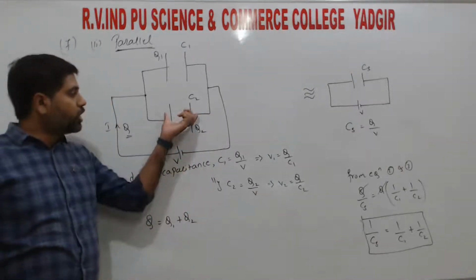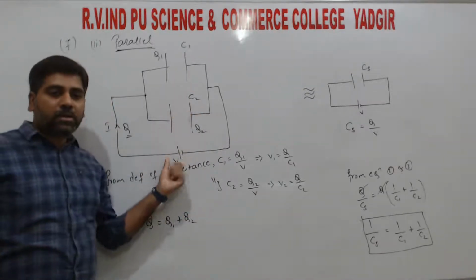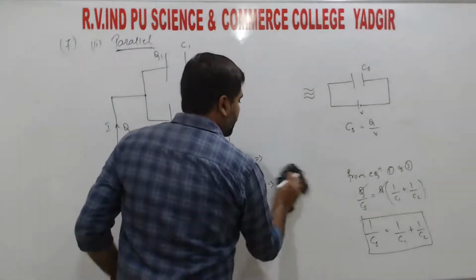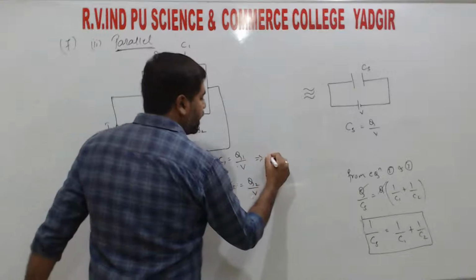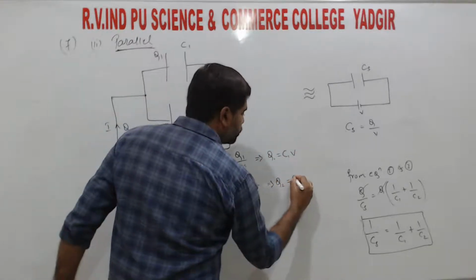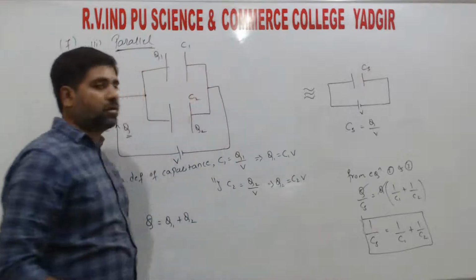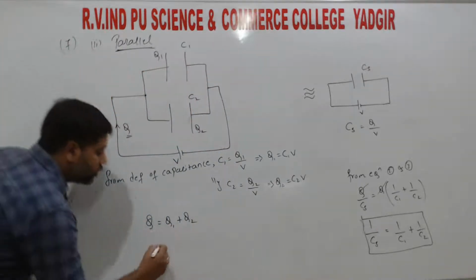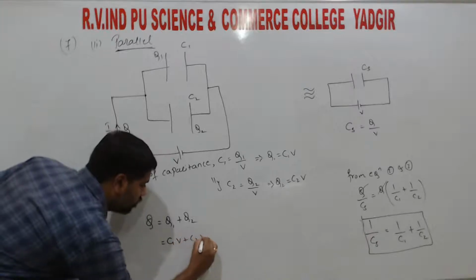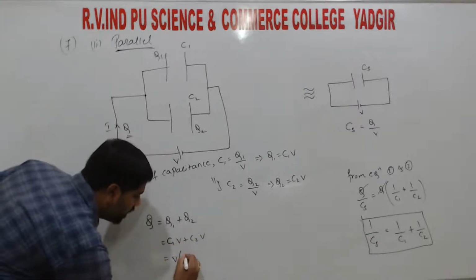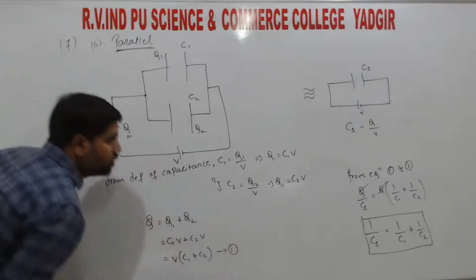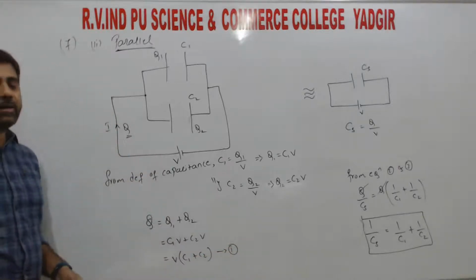So parallel potential ಎಲ್ಲ ಕಡೆಗೂ ಏನಿರುತ್ತೆ ನಮಗೆ, same ಇರುತ್ತೆ, right? So from this we can relate, we need q1, so q1 is equals to c1v, q2 is equals to c2v, right? So substitute the values of q1 and q2, that is c1v plus c2v. So from this we can take common c1 plus c2.